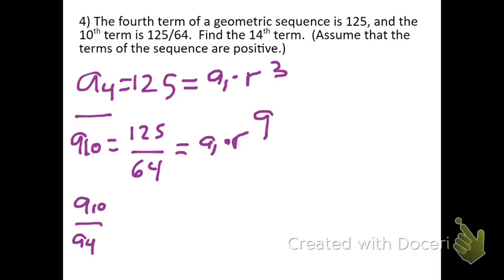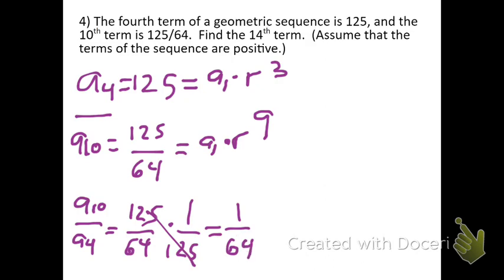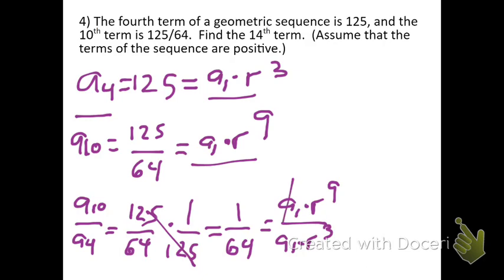So a sub 10 over a sub 4 is equal to 125 over 64 divided by 125, which is the same thing as multiplying by 1 over 125. So let's do that. So times 1 over 125, which simplifies to 1/64. And then if we use this side of the equation, a sub 10 is a sub 1 times r to the 9th over a sub 1 times r cubed. Alright, and that's going to simplify to r to the 6th.